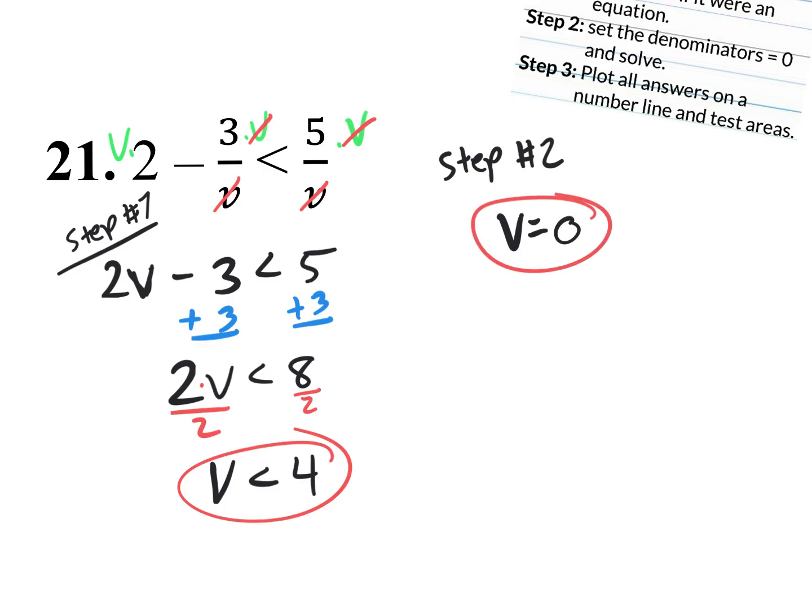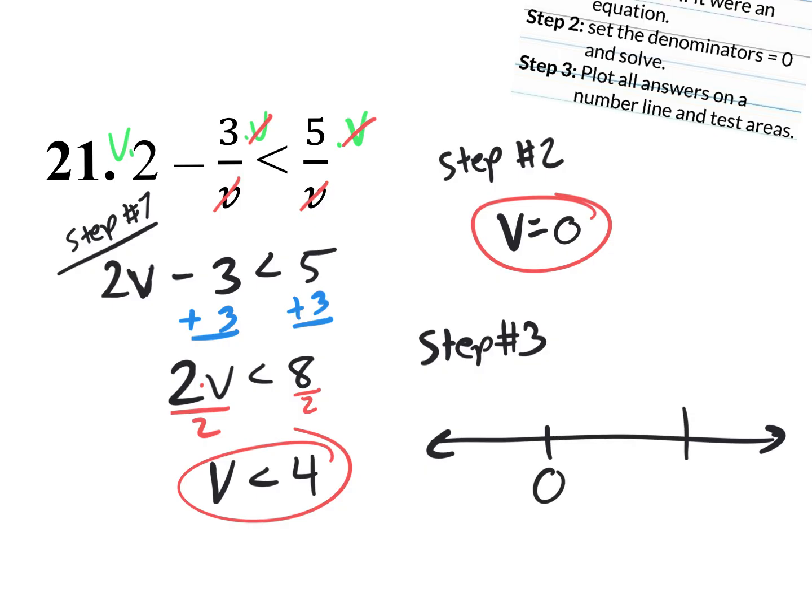It's already solved. That's your answer. So now we can move on to step 3. Step number 3, it says plot all answers on a number line. This one's really easy because there's only two answers. There's the v equals 0 and v is less than 4.